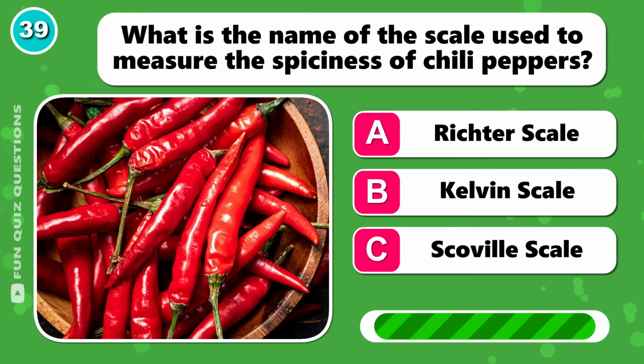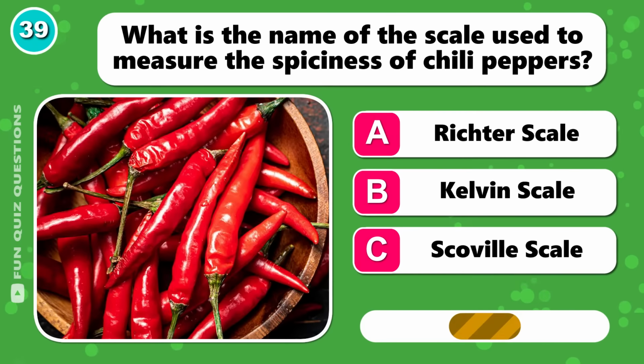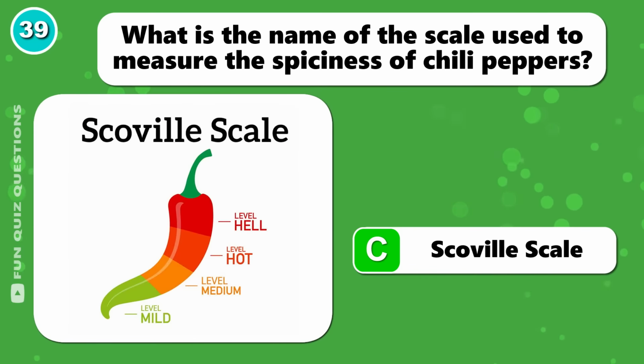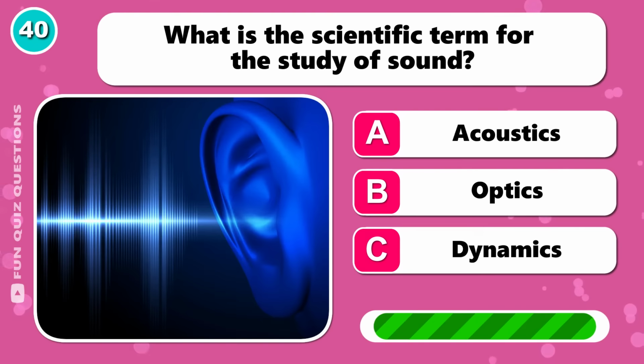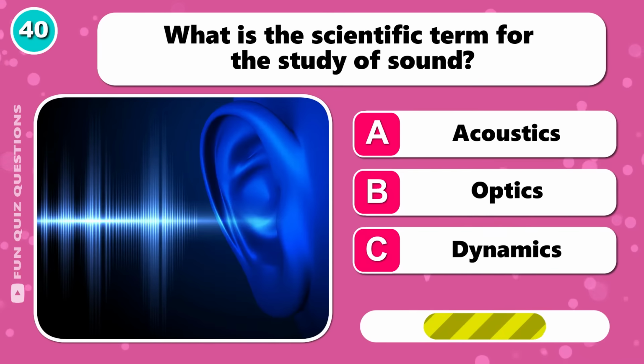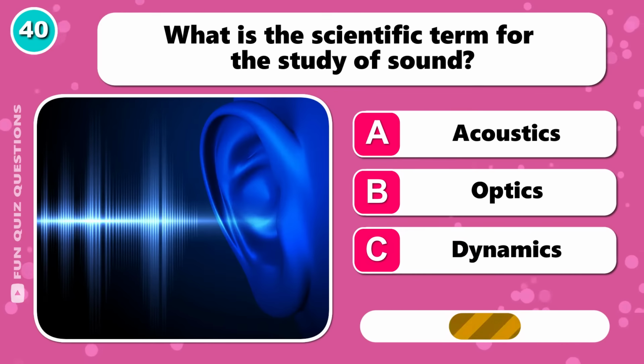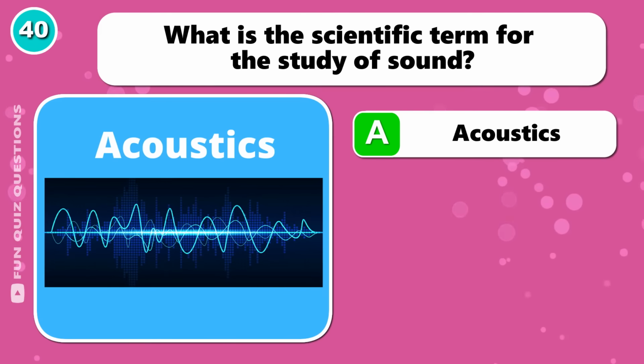What is the name of the scale used to measure the spiciness of chili peppers? The answer is C, Scoville scale. What is the scientific term for the study of sound? Yeah, it's A, acoustics.